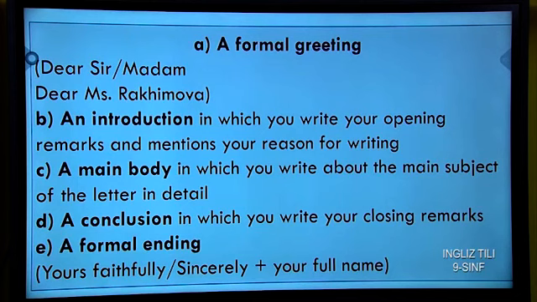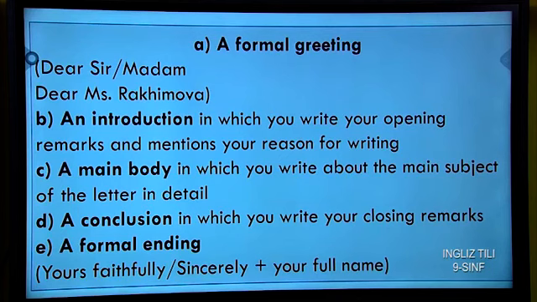Here are the steps of a formal letter. For example, the greeting: we'll start with Dear Sir or Madam. Or if you know the name or surname, you may write Dear Miss Rahimova.